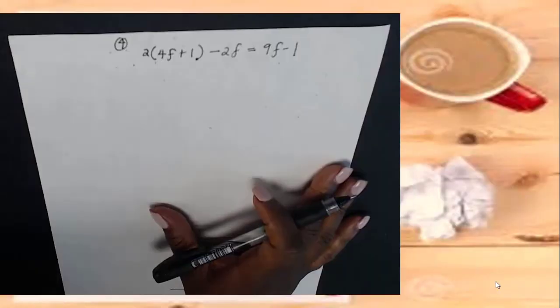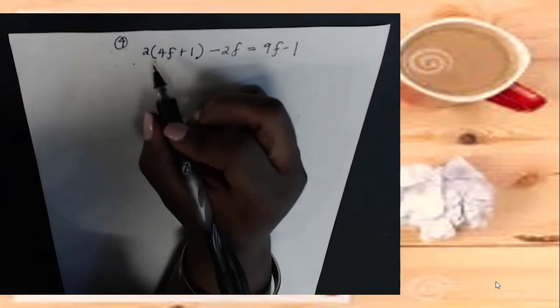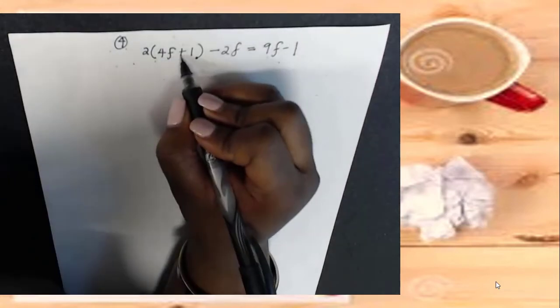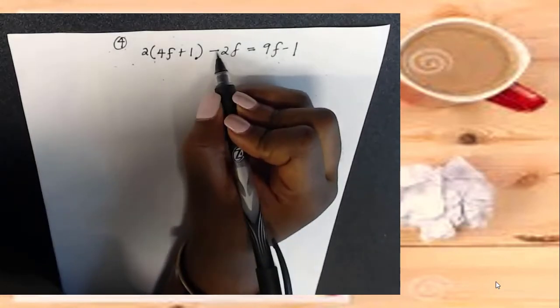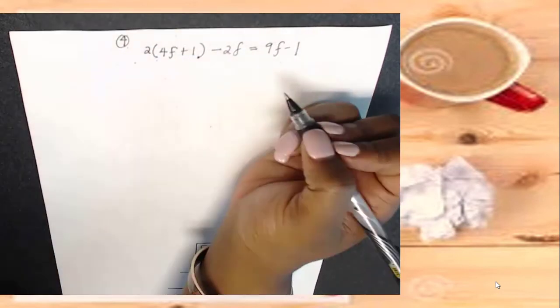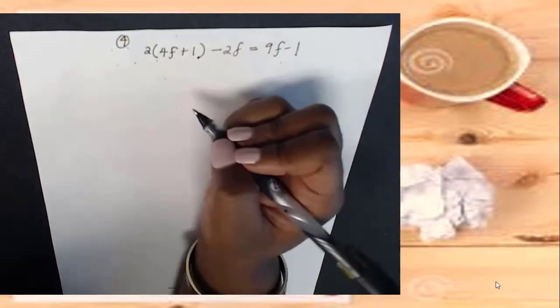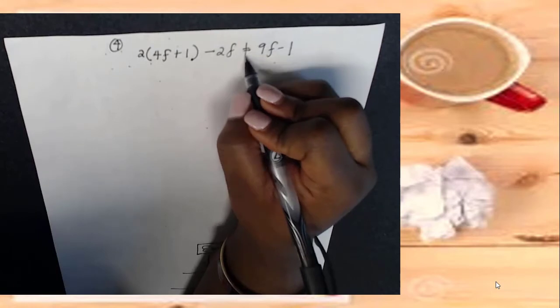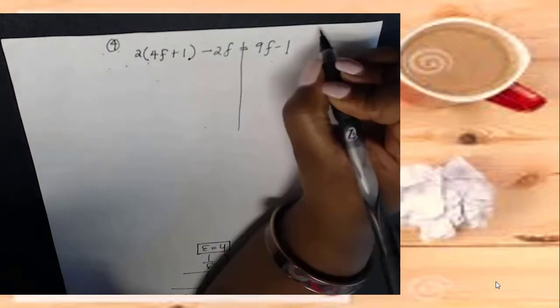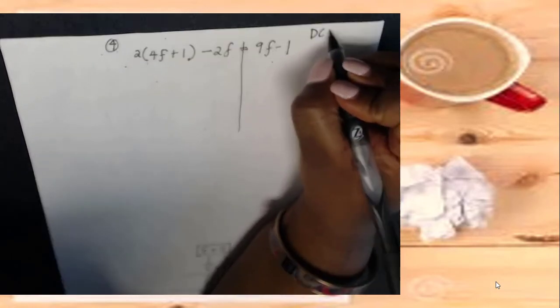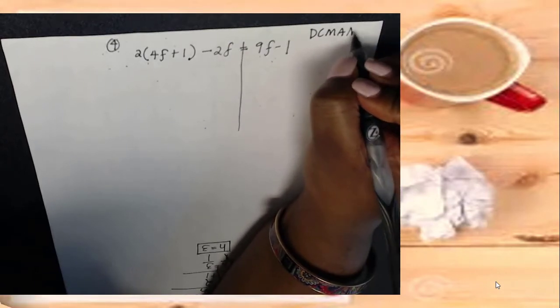Example 2. The final example is 2 times the quantity of 4f plus 1 minus 2f equals 9f minus 1. So to solve this problem, we're first going to draw the line down the equal sign and write our acronym. Don't call me after midnight.